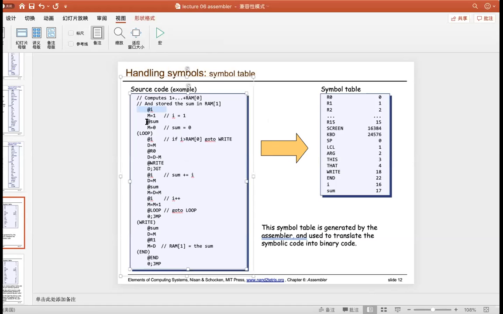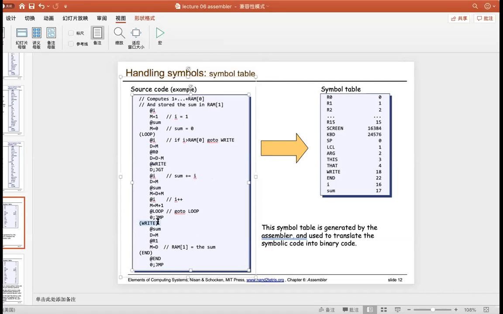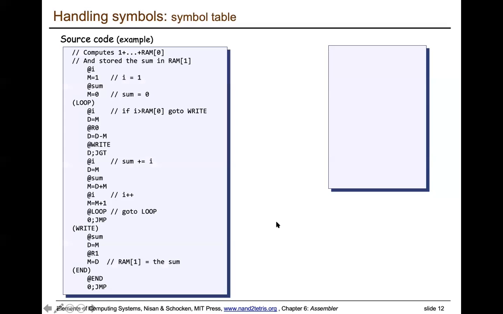So if you have @i, @sum, it looks like that. Another thing is if I have control flow, like a loop, I need to count the number of lines after this label. So today we will go over a little bit how the assembler deals with assembly language.